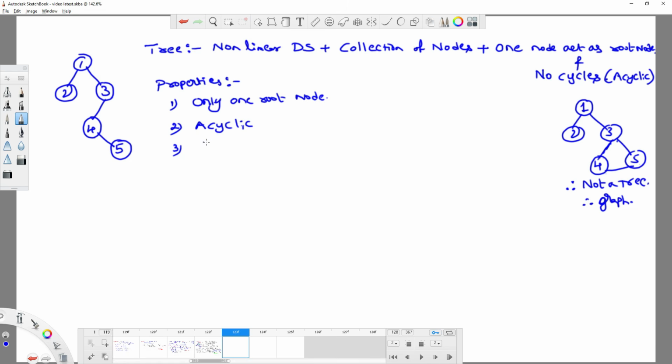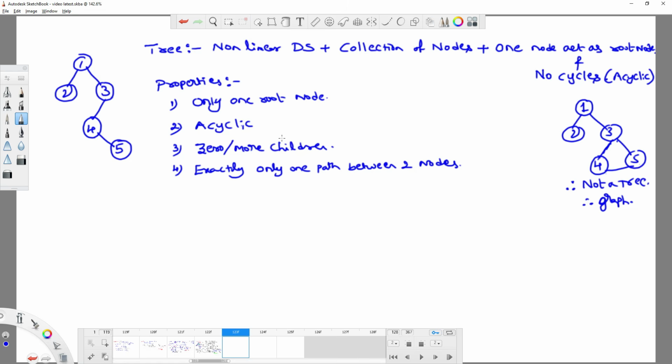Any other? So we can say something like this. A node can have 0 or more children. And there should be exactly only one path between two nodes. That's it. If any structure follows these 4 rules, I can call it as definitely a tree.